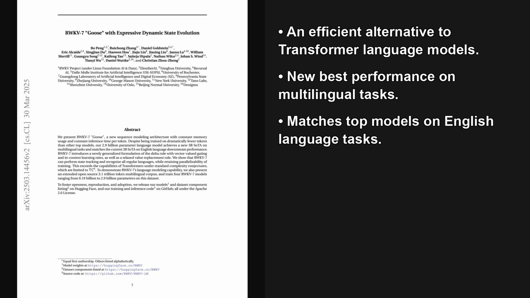Today, we're looking at a paper that's been getting a lot of attention on Papers with Code. It's called RWKV-7 Goose with Expressive Dynamic State Evolution. This paper, published March 30th, 2025, presents a new model architecture that's really efficient. It has constant memory usage and inference time per token. It introduces a generalized delta rule, which is a fundamental learning mechanism that helps the model adjust its internal knowledge. Achieving new state-of-the-art results on multilingual tasks with a surprisingly small model.